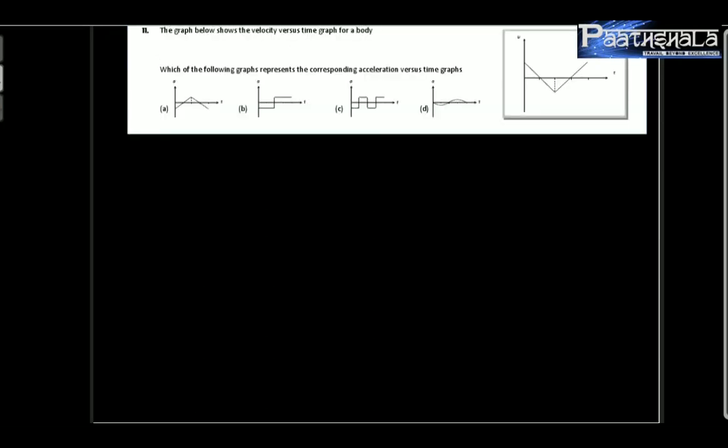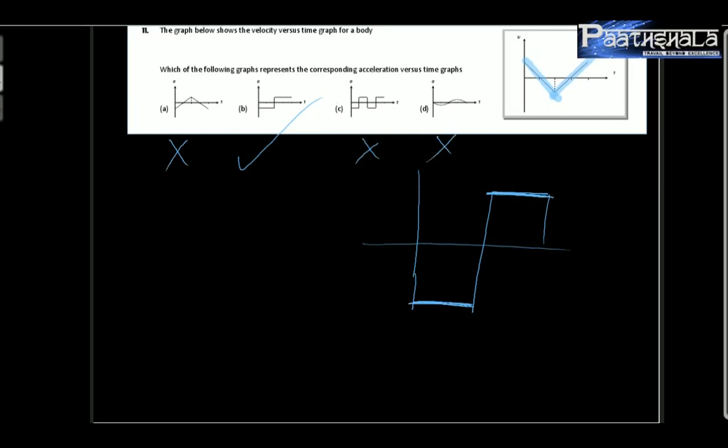The graph below shows the velocity versus time of a body. Which of the following graphs represents the corresponding acceleration versus time graph? Here the acceleration is a negative value, because the slope of the velocity time graph in this region is negative. And here the slope is positive. So here the value is going to be negative and here the value is going to be positive. So something like that is the acceleration time graph, which is given by only this option. So all other options are wrong.